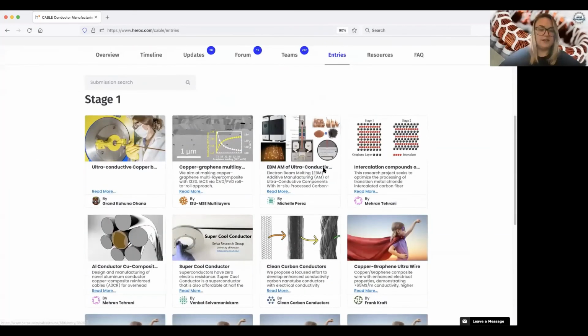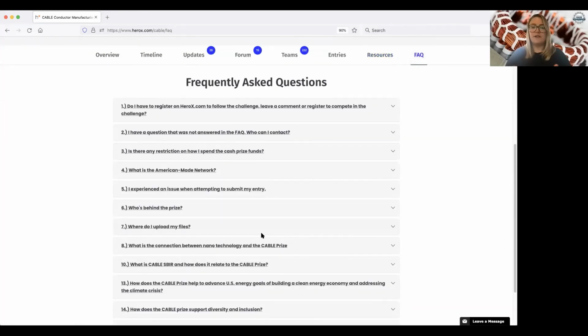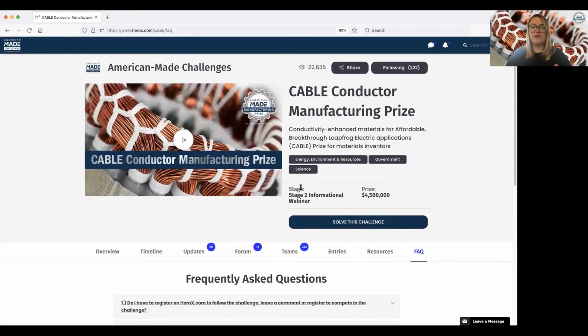Entries, same thing. You can see all of the entries from stage 1 and get up to date on what the community is working with. Also resources, we have posted tons of resources here on HeroX. You have the official rules document that I'm sure you all will go read shortly after this webinar. We also have all the stage 2 resources. This is where you're going to find all of the templates for Appendix C, the DEI plan, and the voucher work slide. Very, very important. We'll also be posting FAQs as we go along and receive more and more questions. So, very, very important. Sign up today.